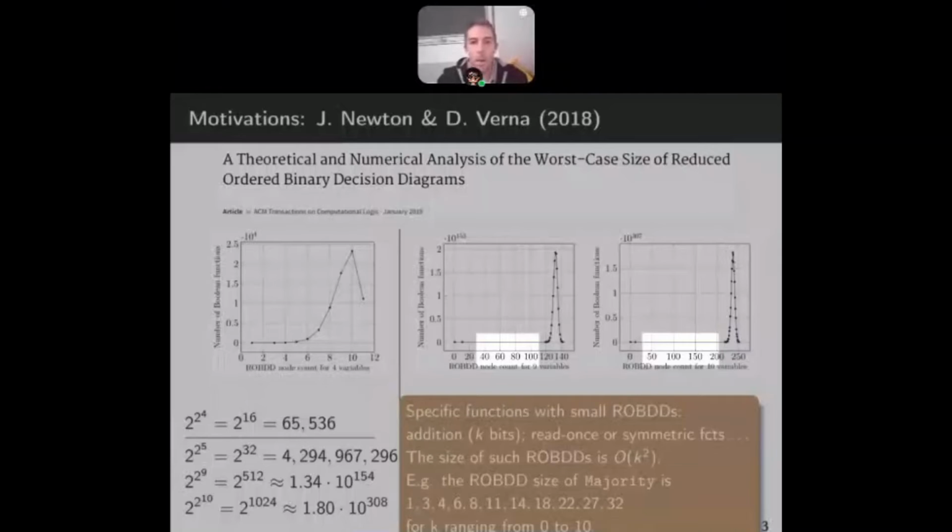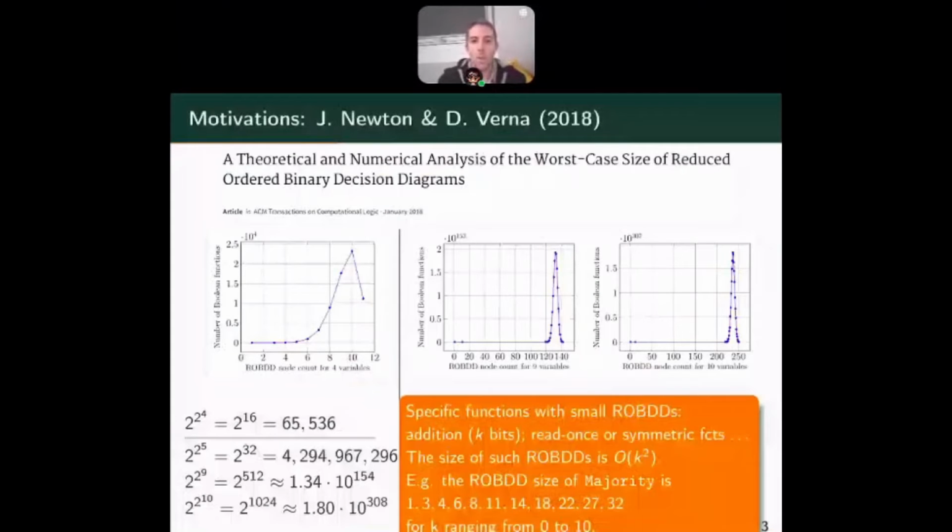And then I would like to be able to sample functions with small ROBDDs. So for example, if you ask me to sample ROBDDs of size 40 for 9 variables, I would like to be able to sample such functions uniformly at random. And why is this important? Because we know that there are interesting Boolean functions with small ROBDDs.